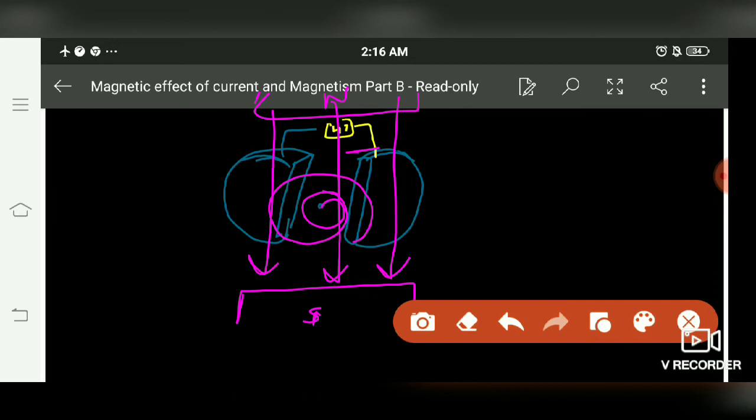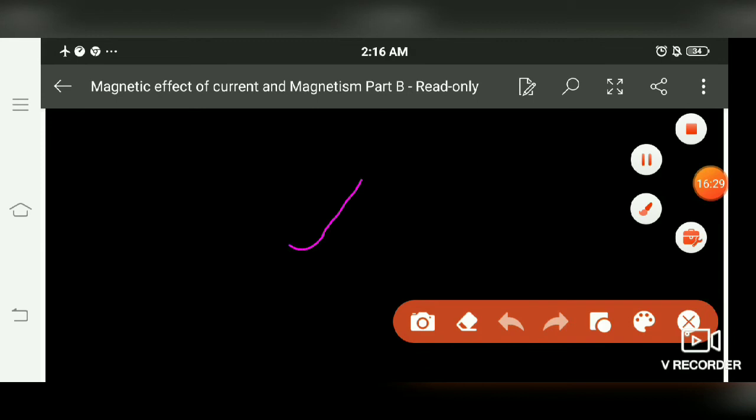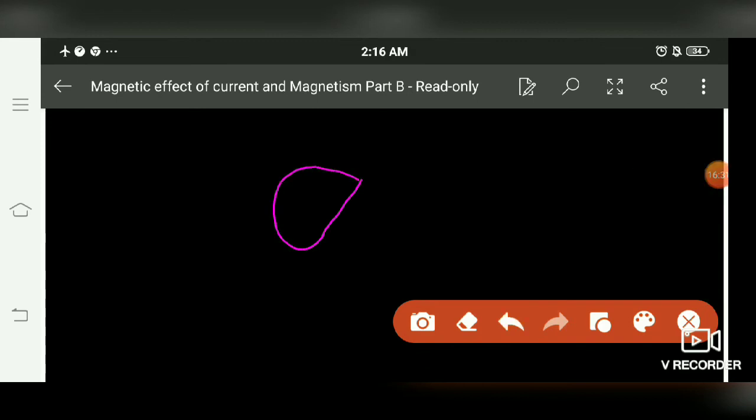Now how does it work actually? First of all, say we have D1, say this is the first D, this is the second D.